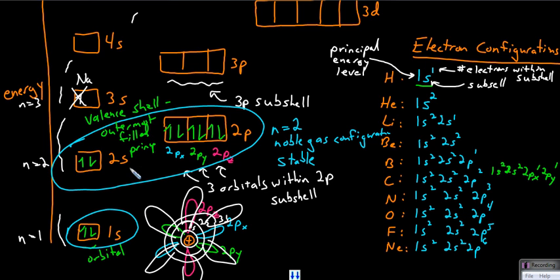Okay? And really, that's why this is all so important. Electron configurations define stability and the tendency of atoms to react. It's really kind of the central basis of this semester.